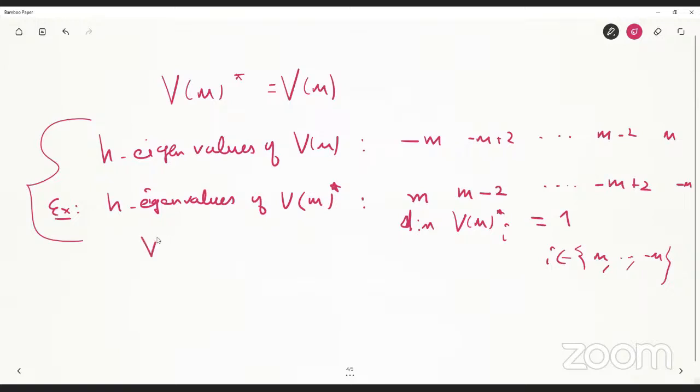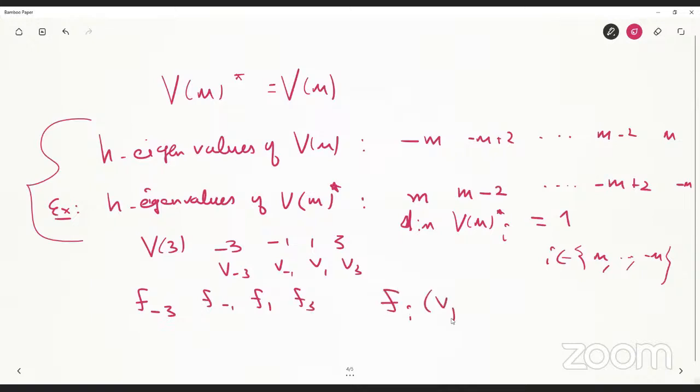So if I start with V3, you have what? Minus 3, minus 1, 1, 3, no? So you label them as V minus 3, V minus 1, V1, V3. So maybe your definition of dual basis may not be correct. Actually, what you will have is F minus 3, F minus 1, F1, F3. What is the dual basis definition? Fi of Vj has to be delta H.